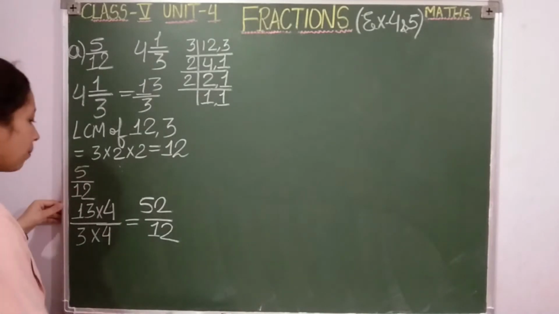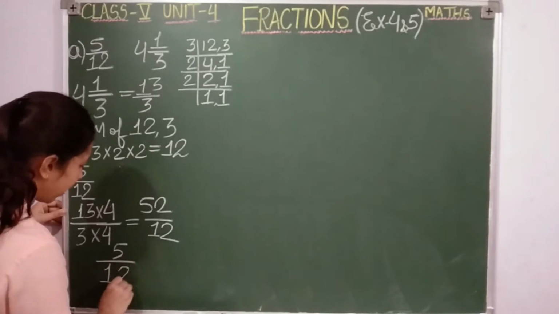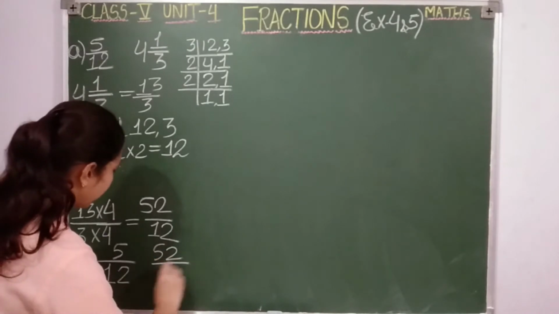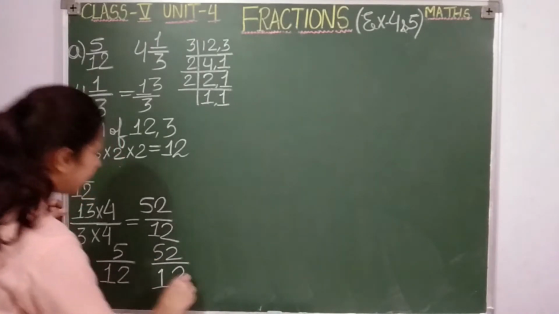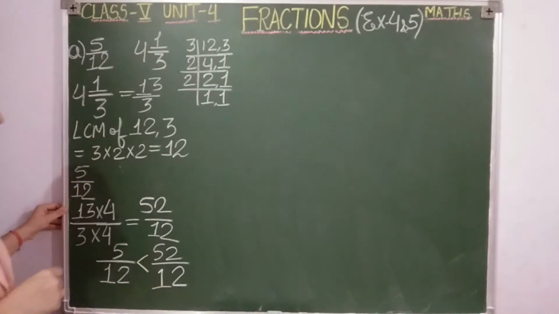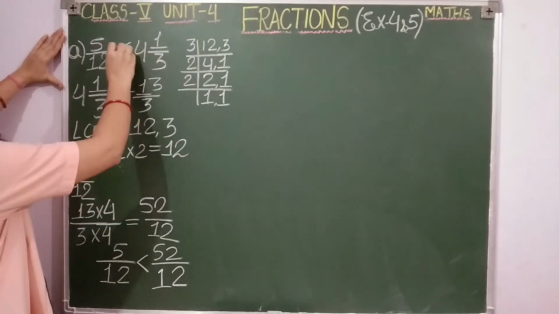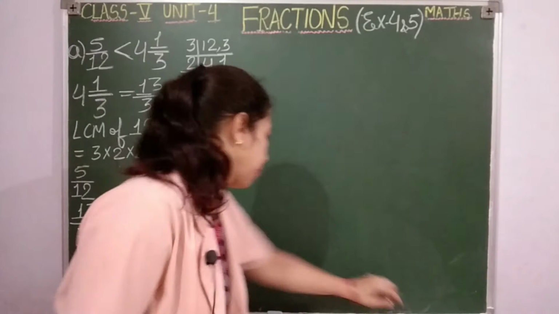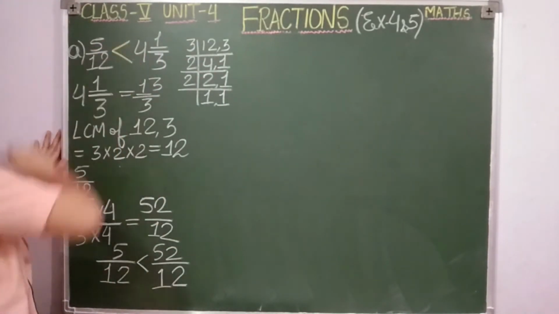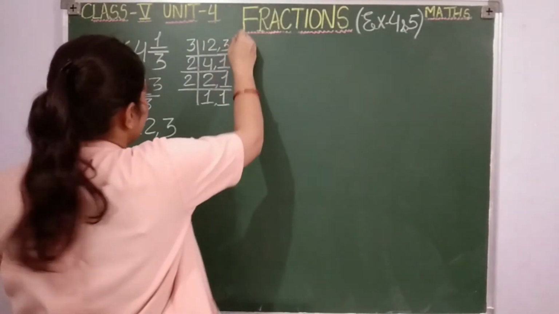Now students, let us compare. Here it is written 5 upon 12, which was our first fraction. Okay, and now on converting the unlike fractions to like fractions, I got 52 by 12. Now you only tell which is greater, 5 by 12 or 52 by 12. 52 by 12 is greater. That means my second fraction is greater, which is this one. Now I can write the symbol. Okay students, let me use this one so that it will be clear to you. So this one will be greater. Clear? Okay, let us see one more question from this topic.